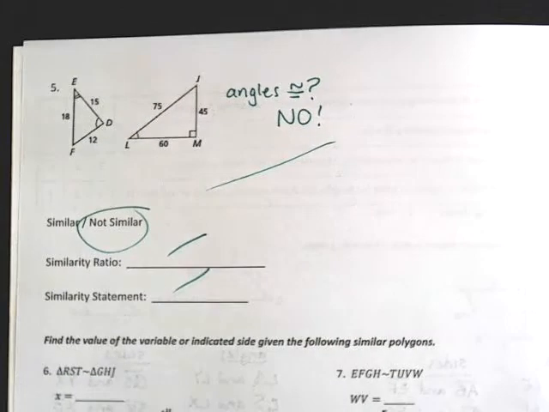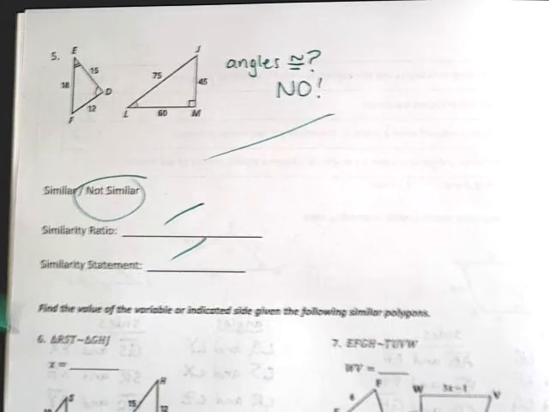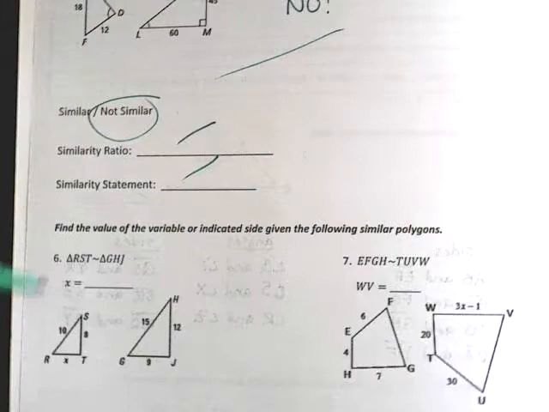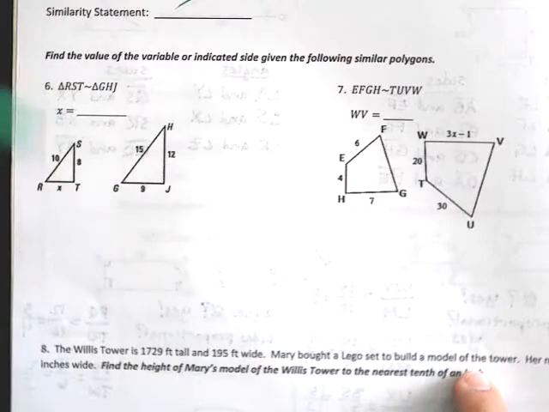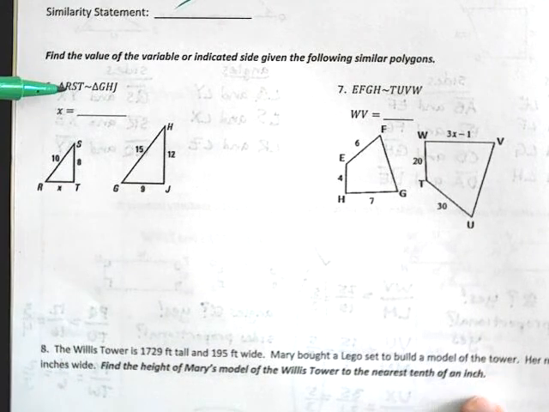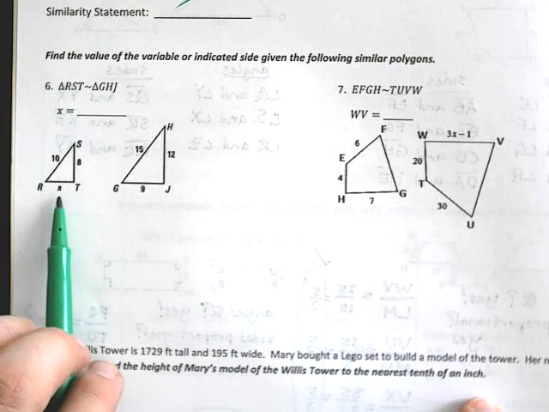I'll try to get done in the next few minutes. I know this one's getting a little longer. We have similar triangles, okay? That's what the statement says. It says triangle RST is similar to triangle GHJ. So, RST, GHJ, that means that the sides are proportional to one another, okay? So I just need to set up a proportion that's going to help me get this missing value for x.